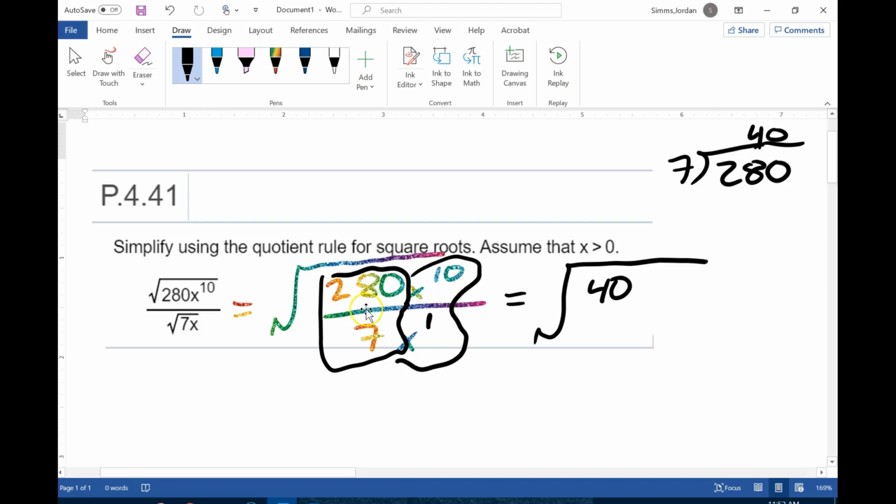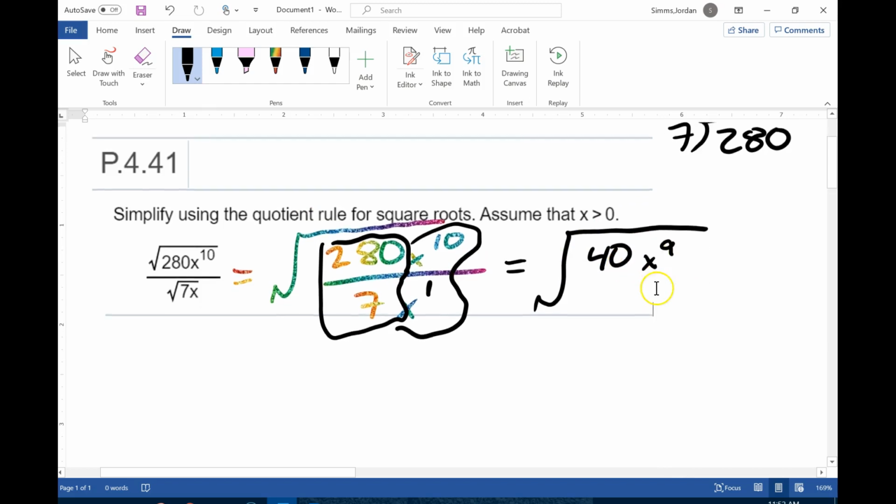Remember, whenever we have two exponents with the same bases and we're dividing, we subtract. So this is going to be x to the 9 right here. So this is really what the quotient rule is. It allows us to work underneath the square root symbol by multiplying, which is the product rule, or in this case dividing, the quotient rule, then take the square root after. So now we're not done yet.